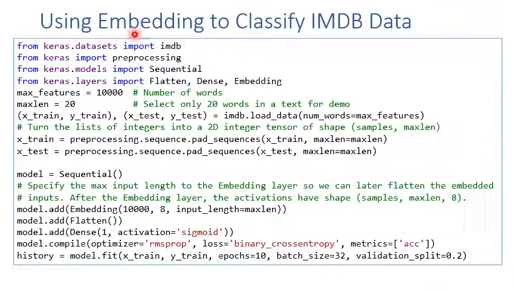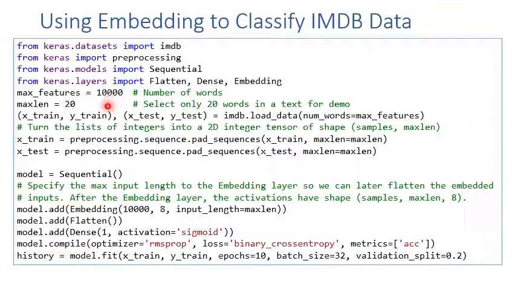Let's apply the embedding vector to classify the IMDB dataset. Import the IMDB dataset from Keras data and import a sequential model. For this dataset, we will use 10,000 words, so the max features is 10,000.